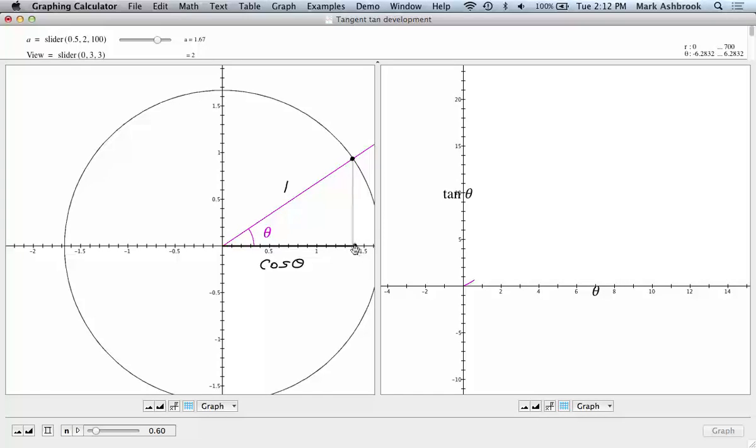And then this is the vertical distance above the horizontal diameter. In radius lengths, that is sine theta. Okay, so the question is, if I change theta, does it still hold? And you notice that's a right triangle.